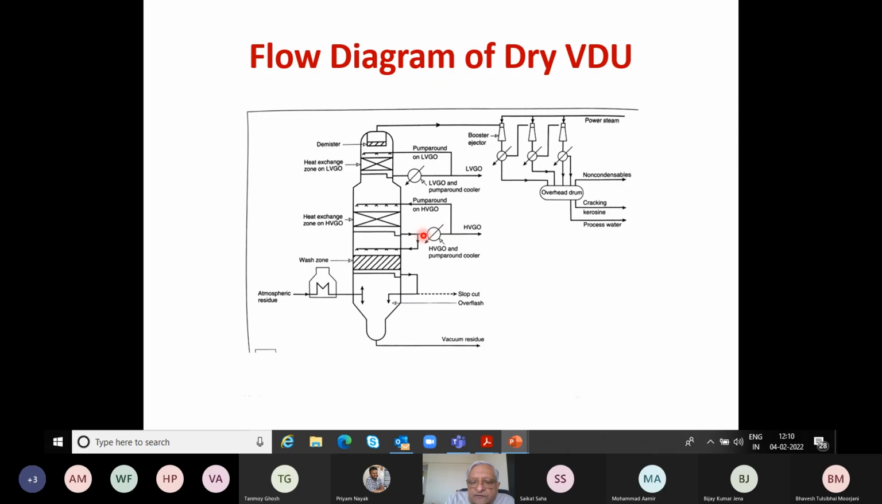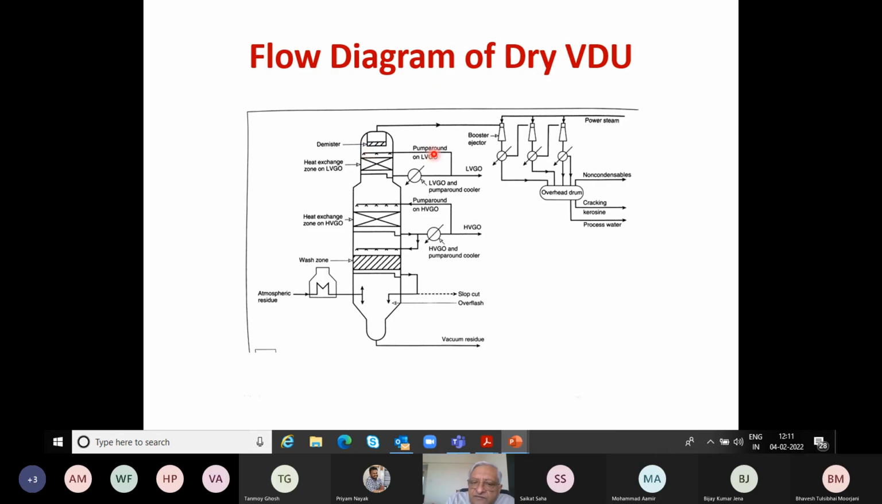And part of that liquid is withdrawn as a product, which we call HVGO, and part of it is cooled and then put around as a pump around. So what does this pump around do? It condenses all the HVGO components present in the vapor rising to the top. And then the same thing happens here. The vapors going here contain LVGO, so that LVGO part is condensed, and you can see there is no overhead condenser here. So this pump around does the job of the overhead condenser.